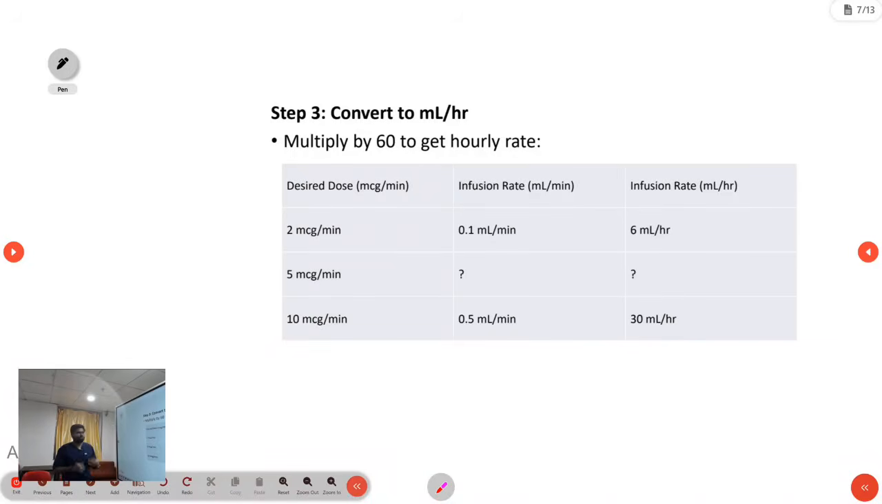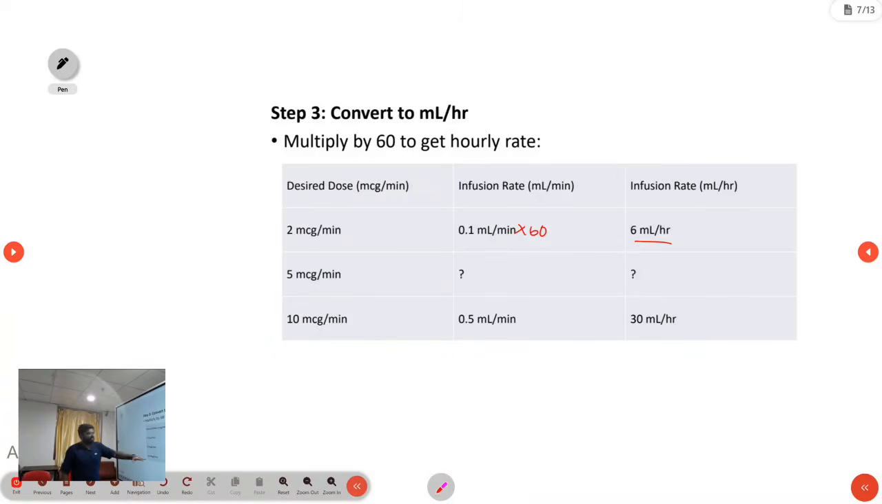Simply to convert this, we have to multiply whatever value we got in ml per minute by 60, to change minutes into hours. So, 1 hour consists of 60 minutes, right. So, simply we have to multiply with 60. For 2 mcg per minute, we got the infusion rate of 0.1 ml per minute, and to convert into per hour, we multiply with 60. Once we multiply with 60, we will get 6 ml per hour.